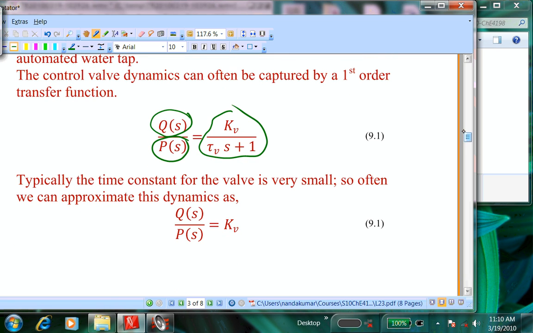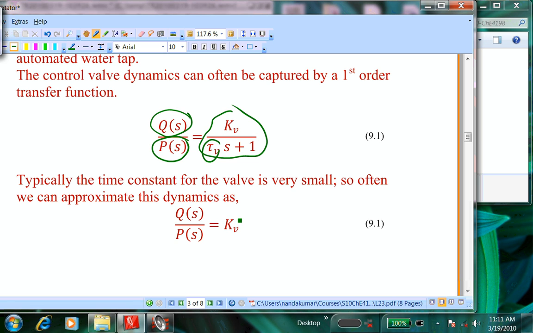Typically for these valves, how long does it take to open or close? What time constant are we talking about? The time constant for the valve to close or open is going to be extremely small, of the order of microseconds. So, same as with the thermocouple, if tau is of the order of 0.3 millisecond or so, you can ignore it and say 0.